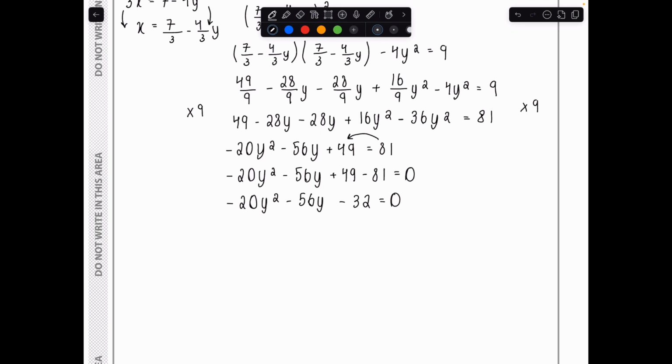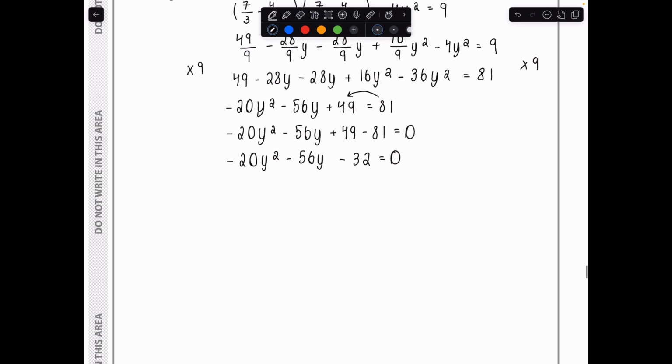So now from here, we're still dealing with quite large coefficients for our quadratic. So let's see if we can take out any factors. So here, could we take out, let's say, a factor of 2? We can, because all of our coefficients are even numbers. So if we take out a factor of 2, we have minus 10y squared, take away 28y minus 16. And that is all equal to 0.